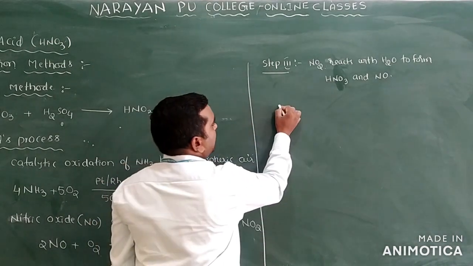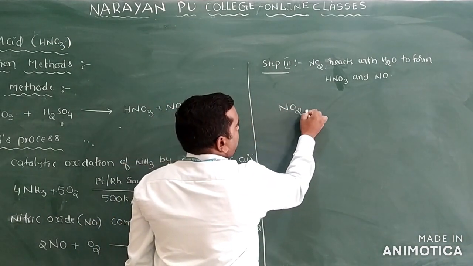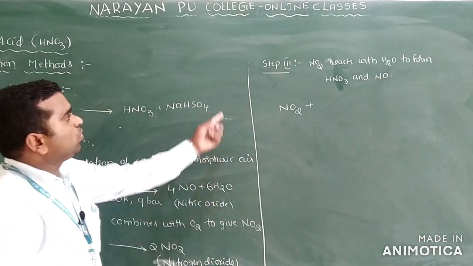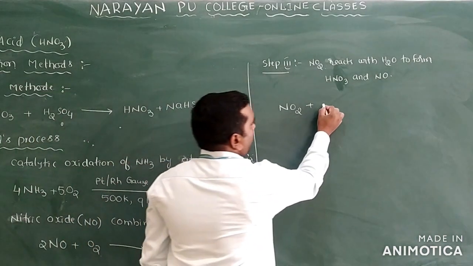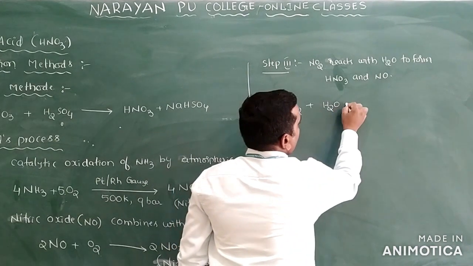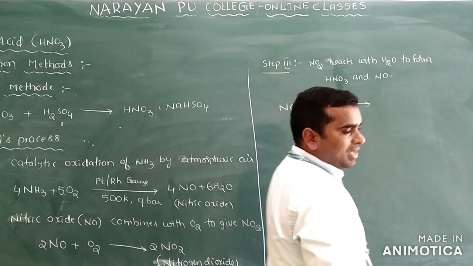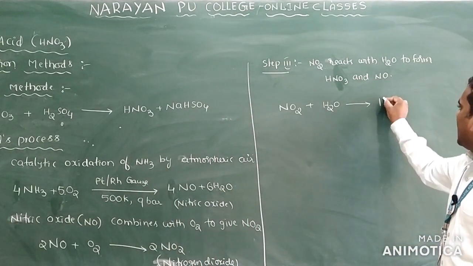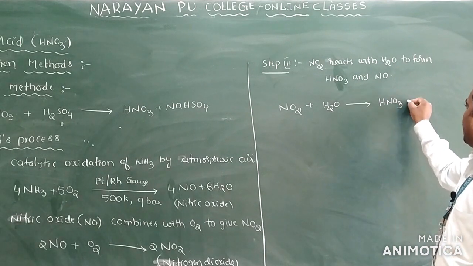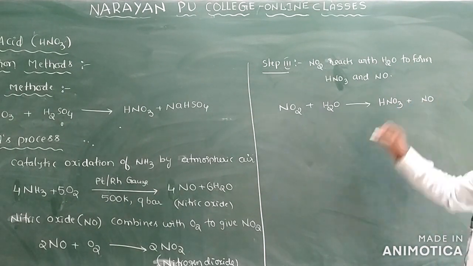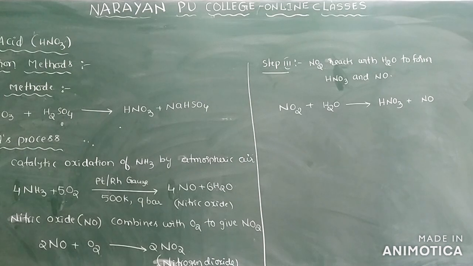Clear? And what is the nitrogen dioxide, NO2? This NO2 reacts with which one? Water. Water means H2O. Then what compound will you get here? The final compound, that is HNO3. Along with this you will get the NO. Along with this what will you get here? NO. Clear?